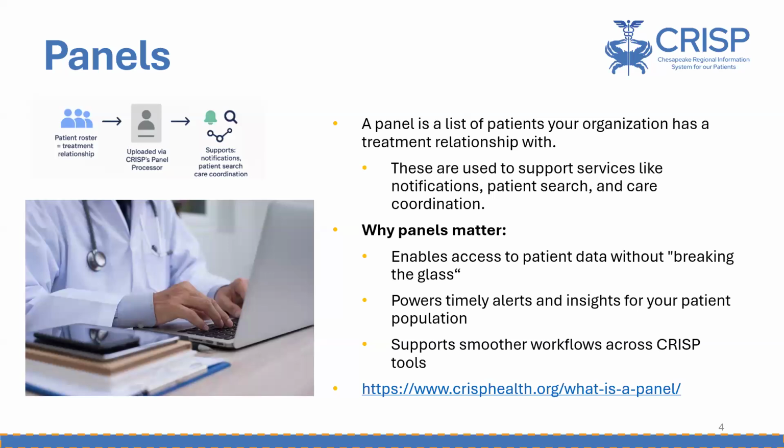There are a couple of different ways in which organizations can submit panels to CRISP. One way is through integration. We call these auto subscription panels. Essentially, what happens here is we connect to your EMR and can pull down your active patients in a format that allows us to submit that panel, and it can be refreshed automatically.